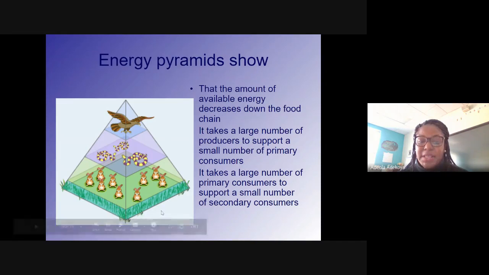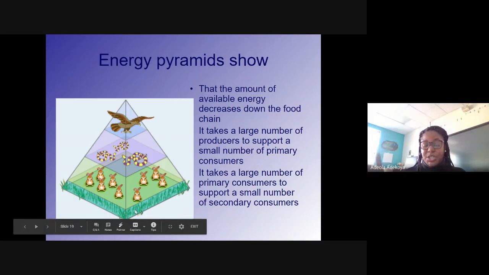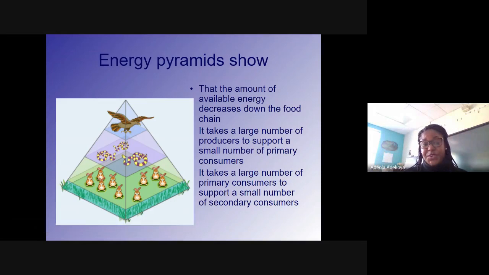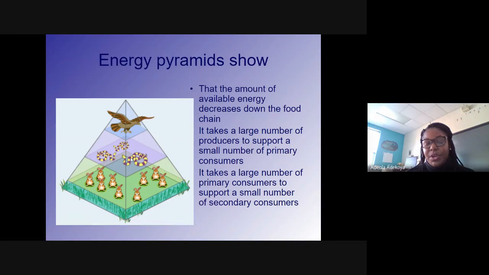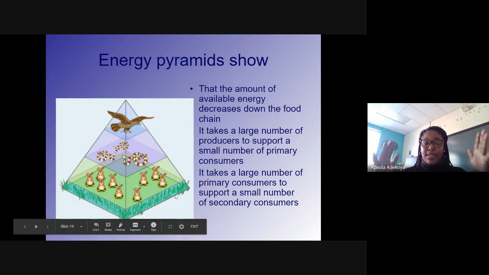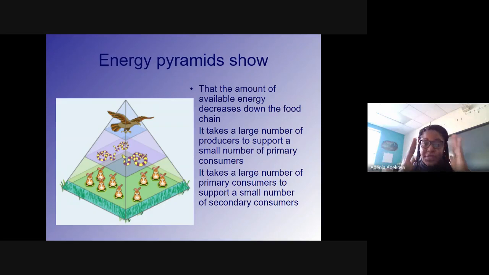All right, so we've got the sun and then the producers, and right above is showing us how energy is being transferred to herbivores or primary consumers. And from the primary consumers, energy is transferred to the secondary consumers, or carnivores or omnivores, and then to the tertiary consumers. You would notice the pyramid is getting smaller as it gets to the top. That's because the amount of energy being transferred is less.